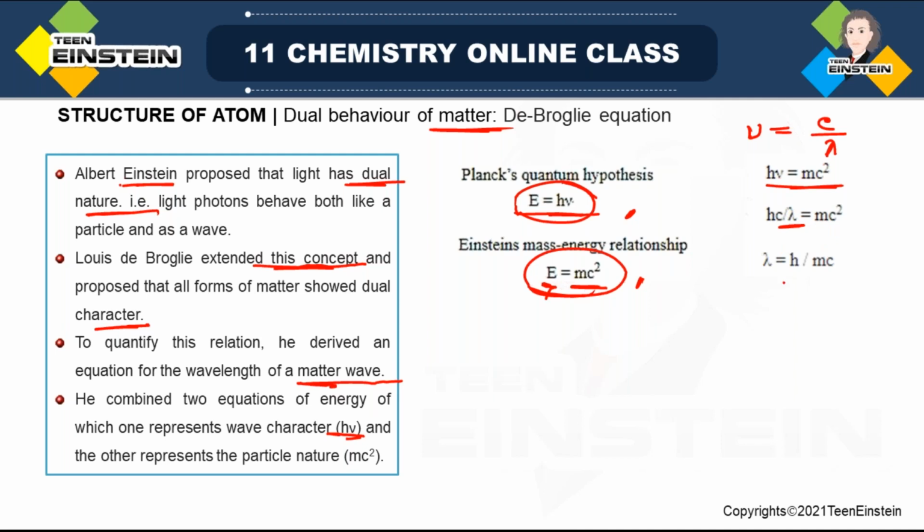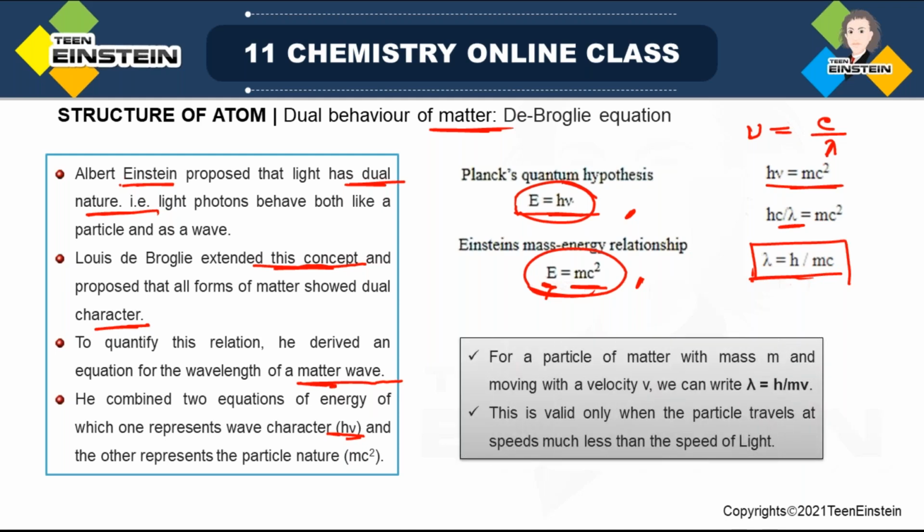Now c on both sides will cancel. So finally what you get is wavelength is equal to h by m into c. Now c is for the velocity of light. If it is any other velocity, that also we can put in place of c. So for any particle of matter with mass m and moving with a velocity, lambda is equal to h by mc, and you can change this equation to h by mv, where v is the velocity of that particular particle of matter.